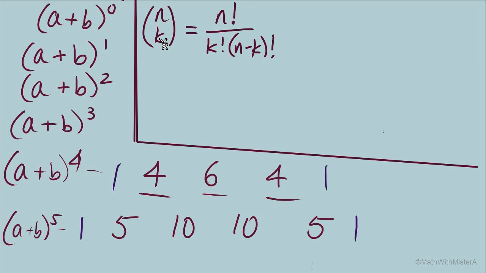And the way we choose which numbers to use is as follows. N is our degree of the binomial expansion. So if we're talking about a plus b to the 4th, it means n equals 4. K stands for which term in the expanded polynomial we are looking for.